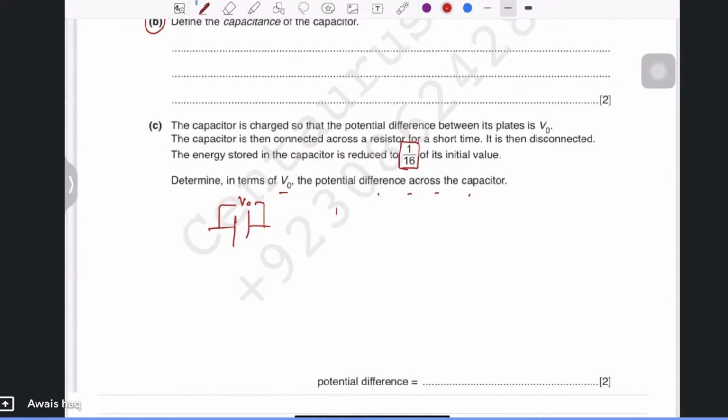Okay, so we got to understand this a bit. First of all, we're going to look at the initial energy. The initial energy would be half C V naught square. You guys agree? Let's call this equal to E. Now, the new energy or final one is 1/16th of E, right? So 1/16th of E means that I can write it as E value is half C V naught square. You guys agree?